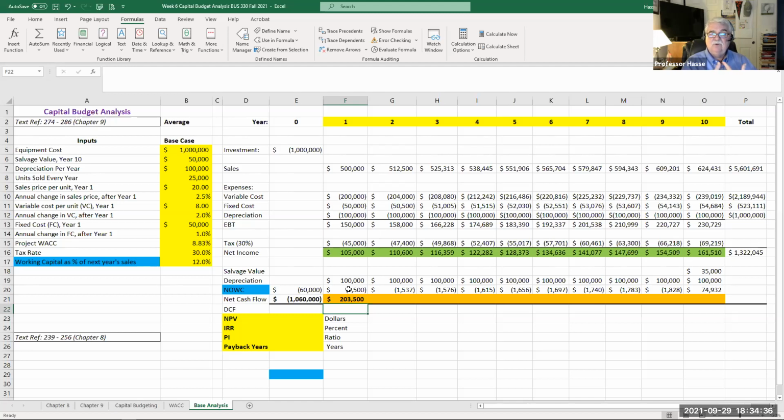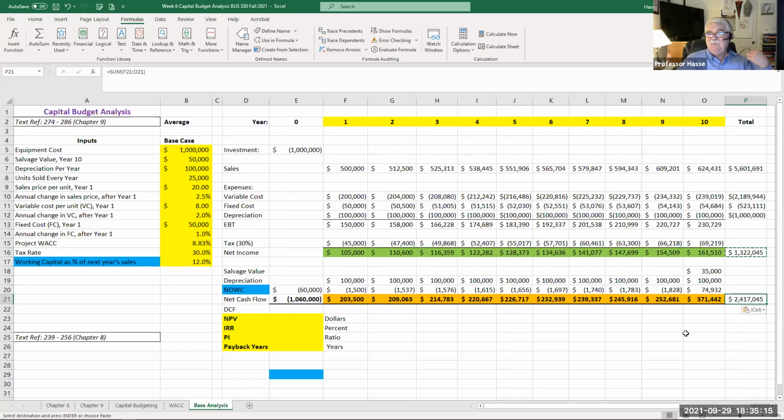We're generating 203. Notice the difference between net cash flow and income. It's mainly because of that depreciation. We're generating $203,500 of cash flow. So now with that equation already there, let's slide it on down. And there's our project cash flows for every year, 1 through 10, which happens to total $2.4 million.